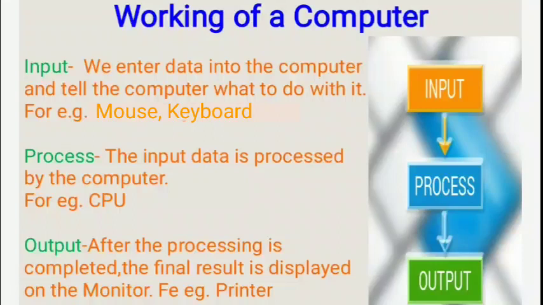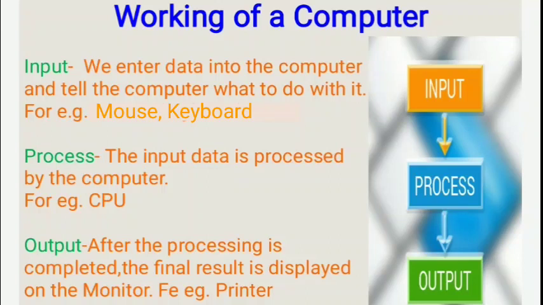Now, let us discuss the working of a computer. A computer works in three simple steps, that is input, process, output. These three steps together form the IPO cycle. Let us understand these terms one by one. Input. We enter data into the computer and tell the computer what to do with it. For example, mouse and keyboard help us to give input to the computer. They are also called input devices.